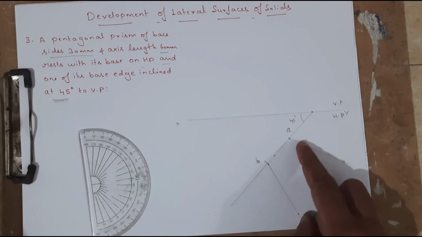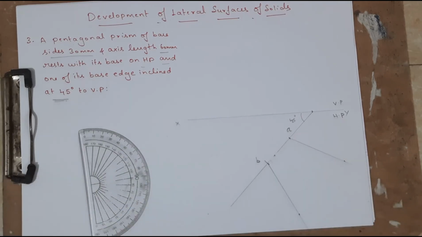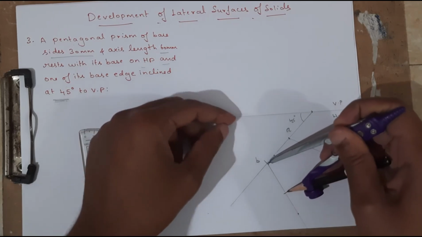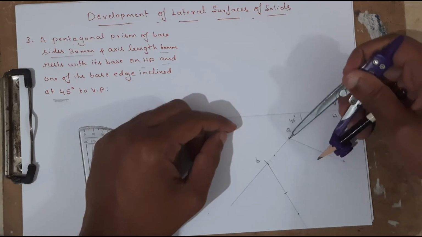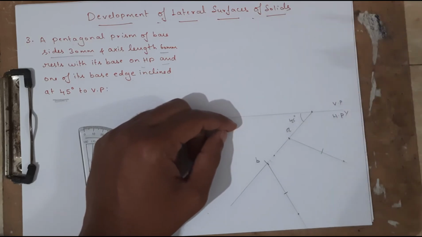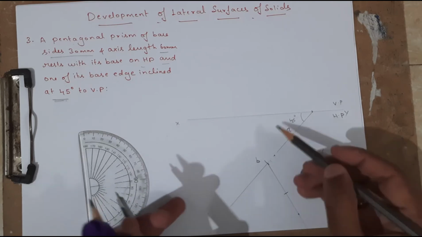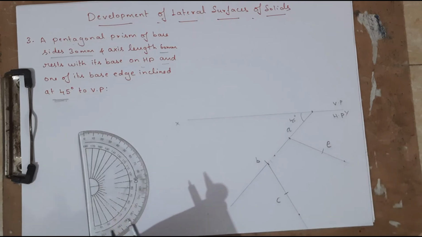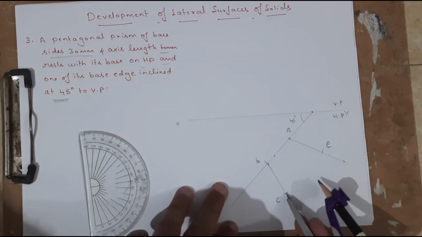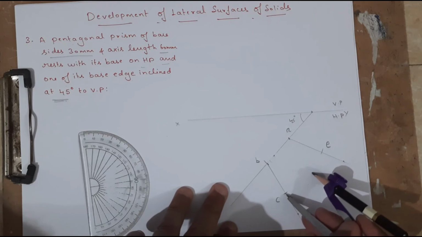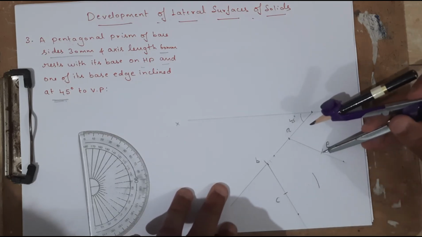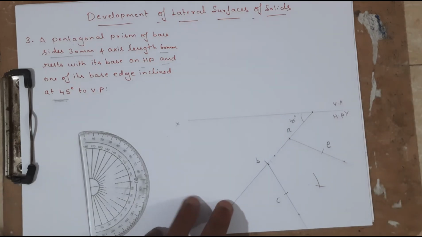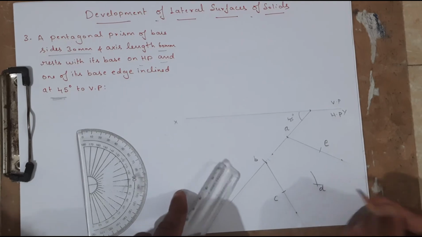We also know that the angle between the edges in the case of a pentagon is 108, that is the interior angle. So from B I am going to cut the arc which measures how much? 30, and also from A I am going to cut the arc on this line like this. So I got another two corners, this one is C, and this one I am going to take as E. From the corner C I am going to cut the arc, and also from the corner E I am going to cut the arc. So this one will be D.